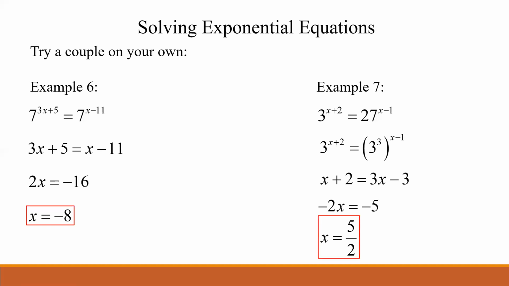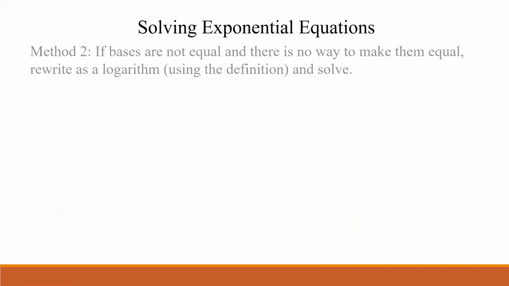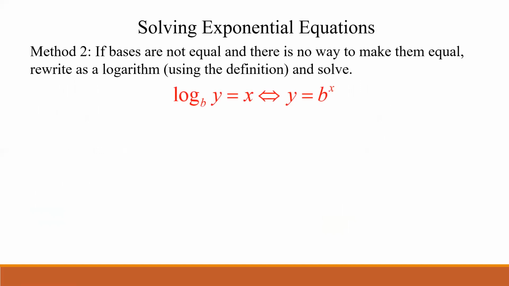Okay, so that's everything about method one. So just make the bases the same if they're not already, and be able to go from there. But clearly, there's going to be some times when the bases cannot be written as the same base, right? So what happens then? What happens if there's no way to set the bases equal? Well, in this case, we're going to use the definition of a logarithm, which we saw a couple of weeks ago, and I'll put it up here again for you. So you should know how to do this. You should be pretty comfortable with this already.